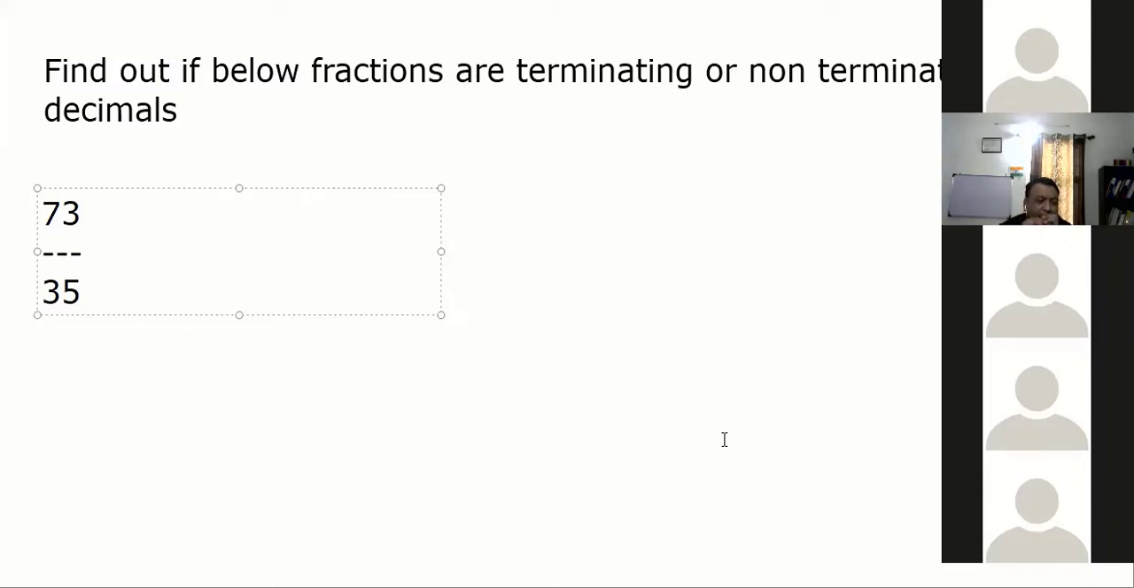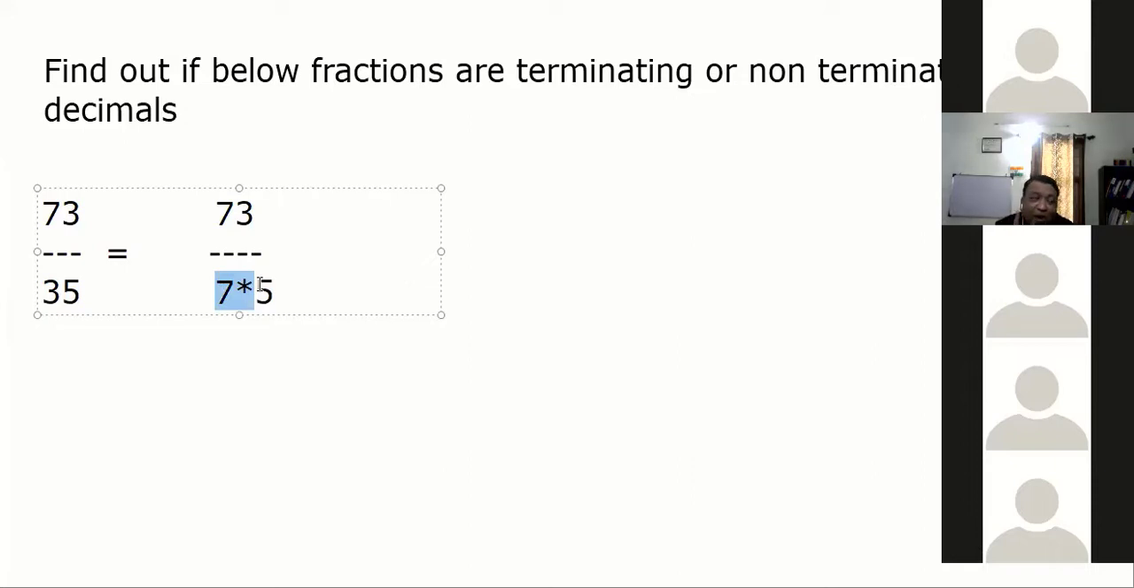Non-terminating. Asta, explain. Sir, 73 divided by 35 will equal 73 upon 3 times 5. 73, not 3 times, 7 times 5. Yes, sir, 7 times 5. The problem is this is extra.